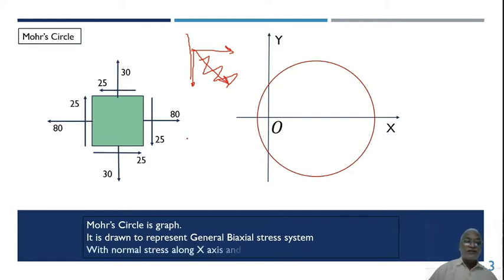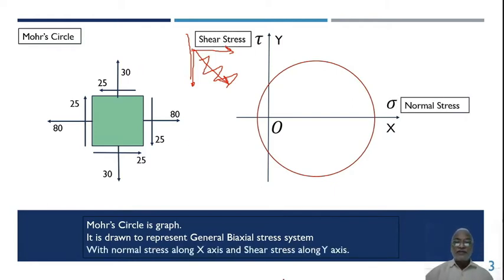Next, with normal stress along the x-axis and shear stress along the y-axis. So it is a graph, first of all. On the x-axis you have normal stresses, so the 80 and the 30 should be measured along the x-axis. And along the y-axis you have shear stress, so to say this 25 or this 25, these are plotted along the y-axis, right? We'll go ahead further.